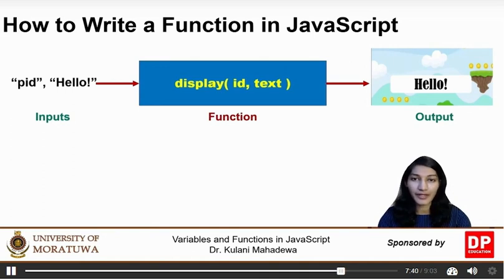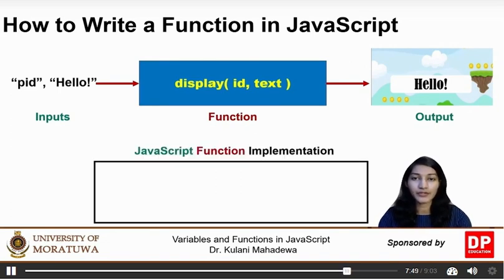However, if we define a function, we need to implement it. In our example, we assume there's a function called display. So we need to implement this. So let's see how to implement a function.